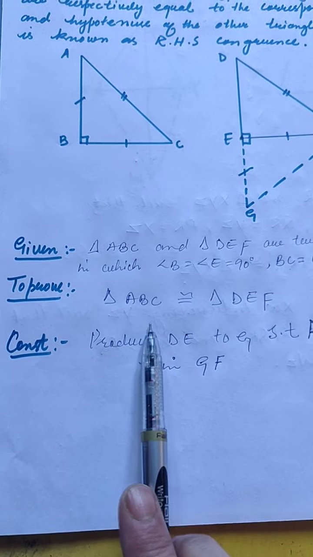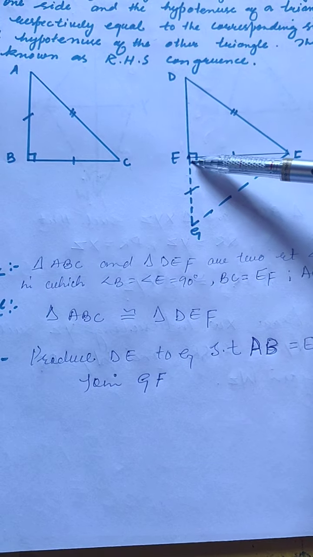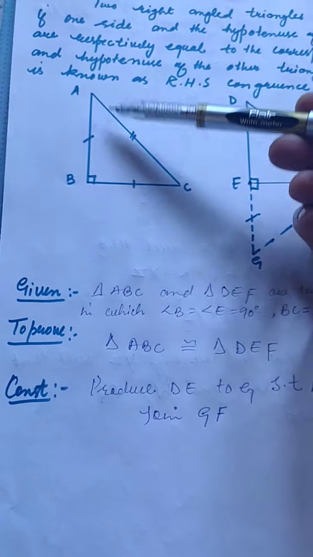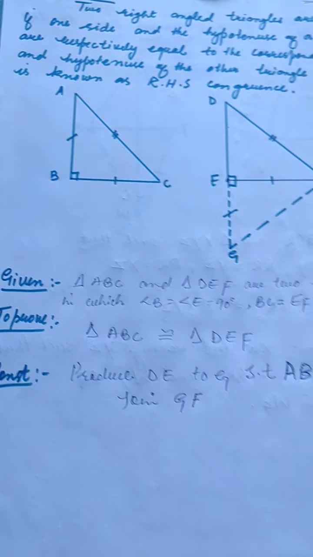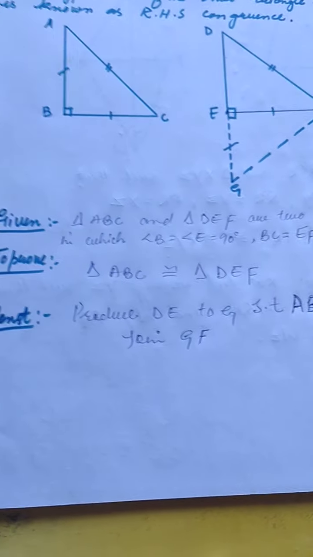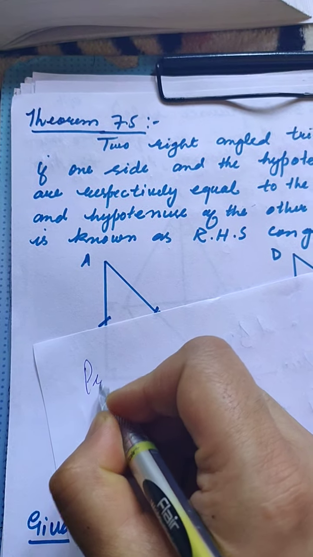So for this reason I have to construct here, I have to produce DE to G in such a way that EG is equivalent to AB. And also I have to join here G to F. Now let us start with the proof of this theorem.